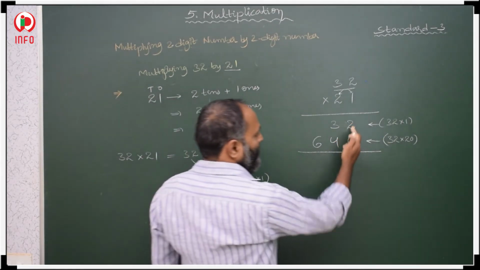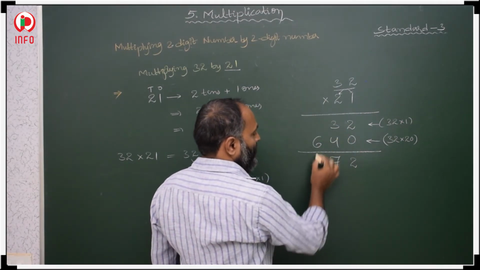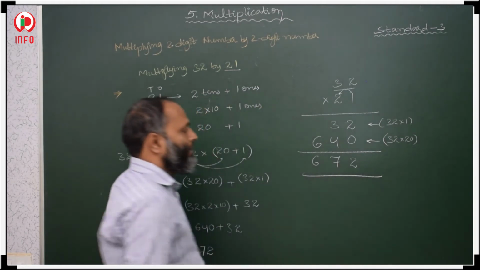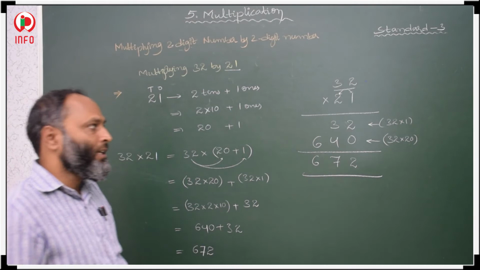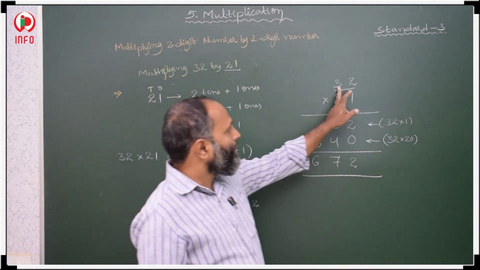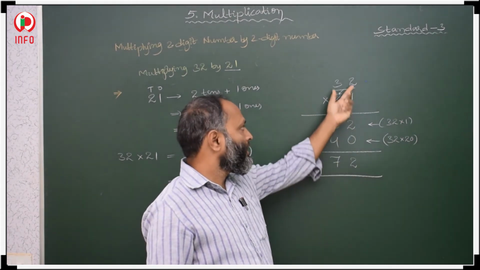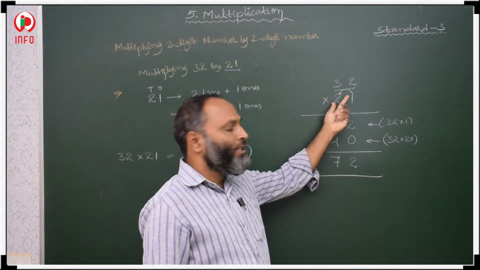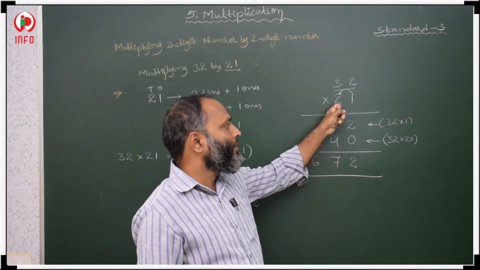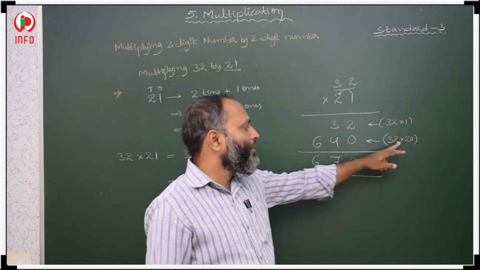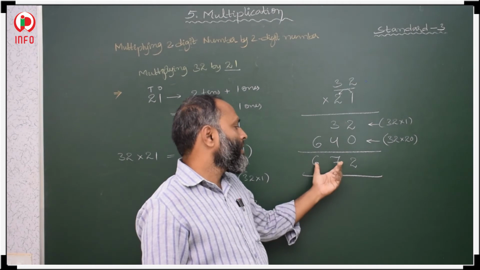Then 2 plus 0, 2. 3 plus 4, 7 and 6. 672. This is your answer. First 32 ones are, this shows 32 ones are. Then 32 twos are. So this is in tens place, so we have to take 20 here, not 2. So 32 20s are 640. So that is why we are getting here 0. So 672.